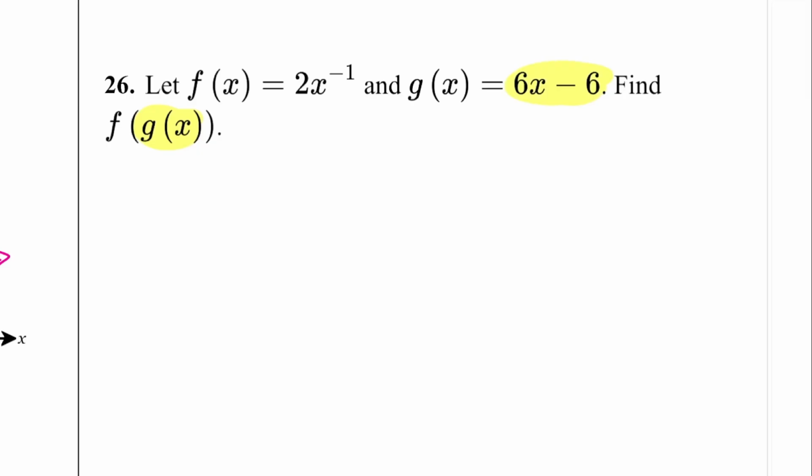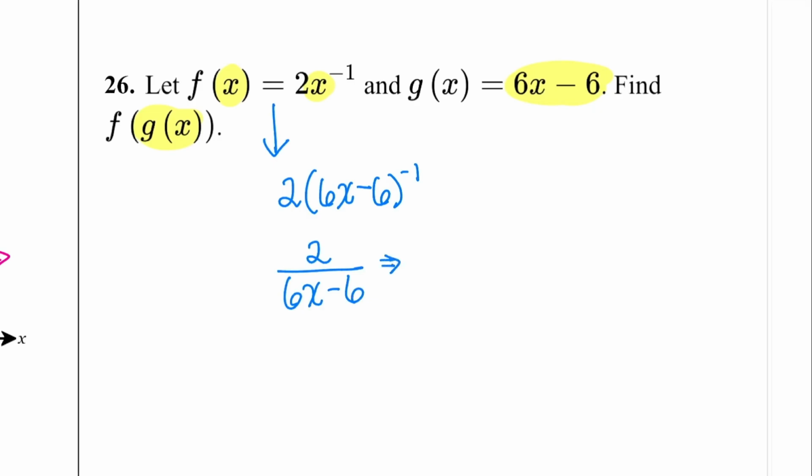So again, we are going to replace wherever x is in the function of x with our g of x function. So this is going to be 2 times 6x minus 6 to the negative 1 power. Remember that when we have a negative exponent, it's going to put that base in the denominator. So we're going to have 2 over 6x minus 6, and then we can go ahead and reduce that to 1 over 3x minus 3.